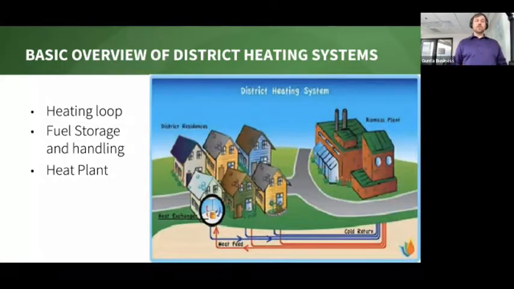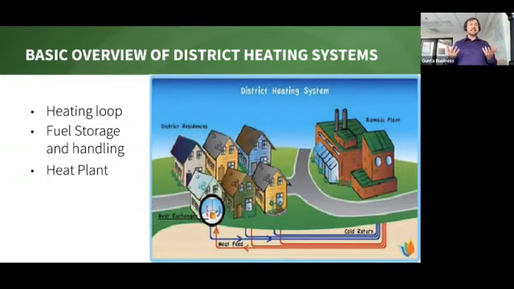You have your fuel storage and handling system. As part of a biomass heating plant, there will be a receiving bay for wood fuel. The wood chips are delivered to the biomass plant and taken into what we call a day bin. The day bin has corkscrew lines that pull wood chips through from the day bin into the biomass burner, where it's consumed and turned into heat.